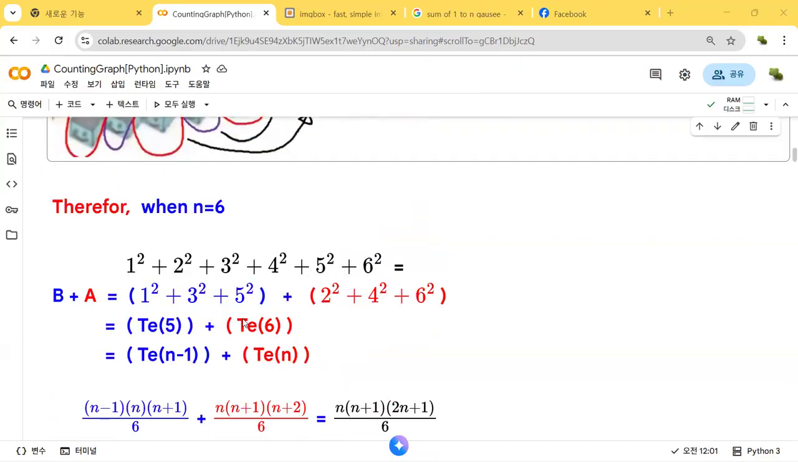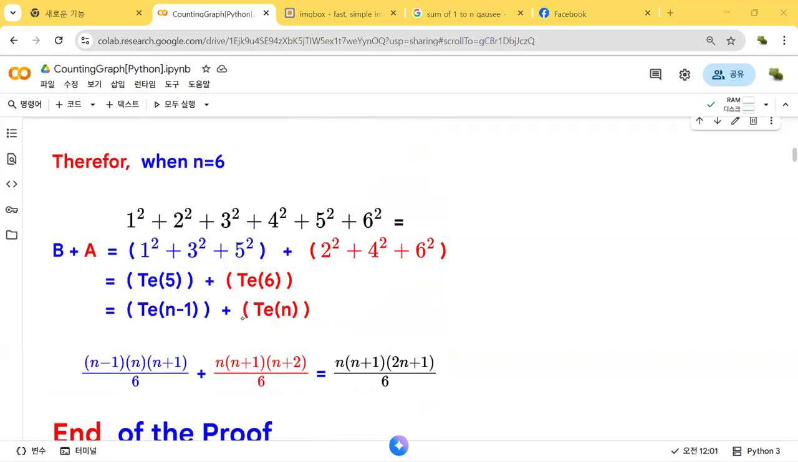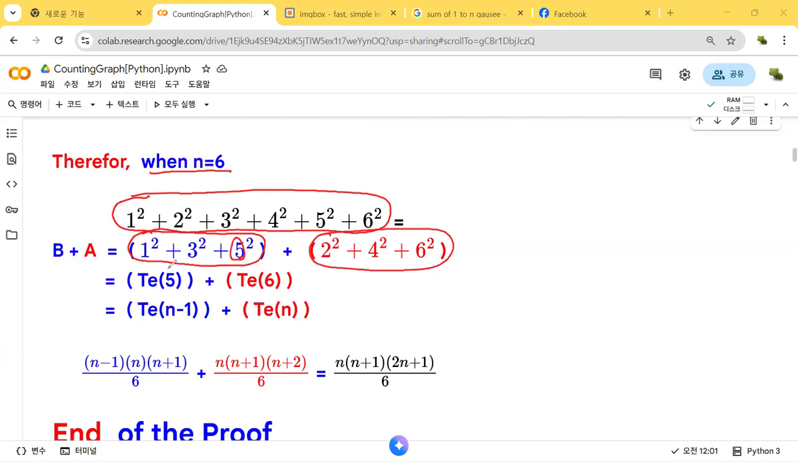So let me summarize. When n is 6, we want to find this formula, and then just think about odd number squares and even number squares like this. Then this is 5, and there is tetrahedral number 5, and this is 6, and then this is tetrahedral number 6. Okay, so when n is 6, this one can be represented in this way. Then we just prove the formula like this.